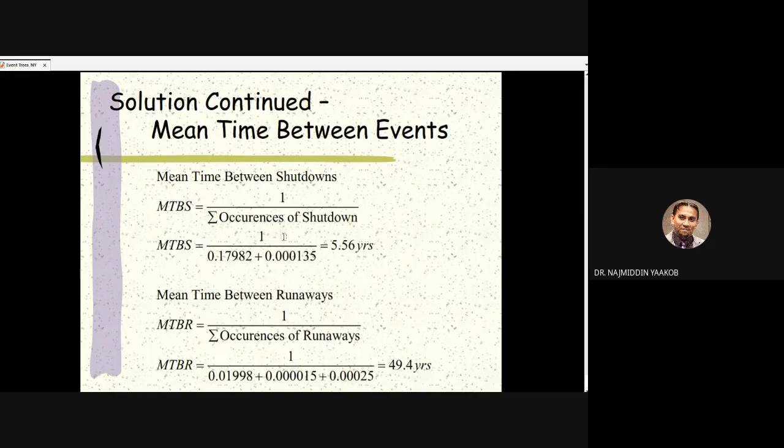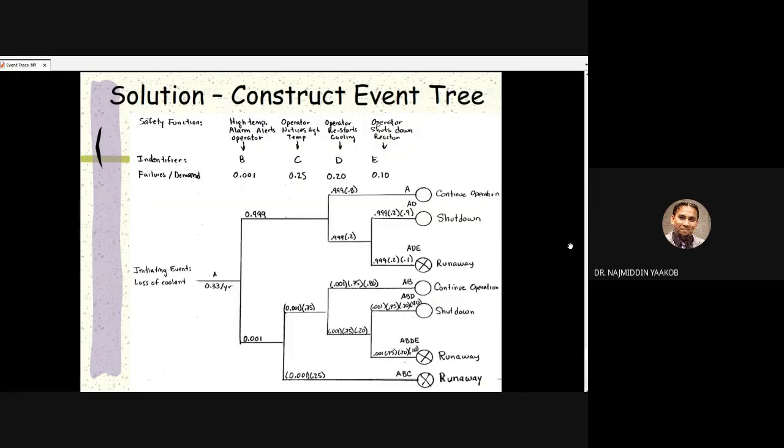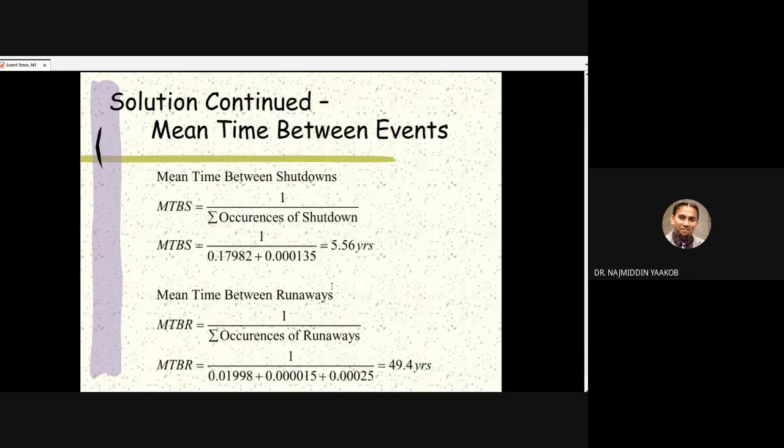So what is the mean time between shutdown? So mean time between shutdown is 1 over how many shutdown occurrences. Okay, you can see from this, what is a shutdown? Number 1, number 2, only 2 shutdowns. So AD plus ABD. So 1 over 0.181798 plus 0.01358. So you get the mean time between shutdown is 5.5 years.